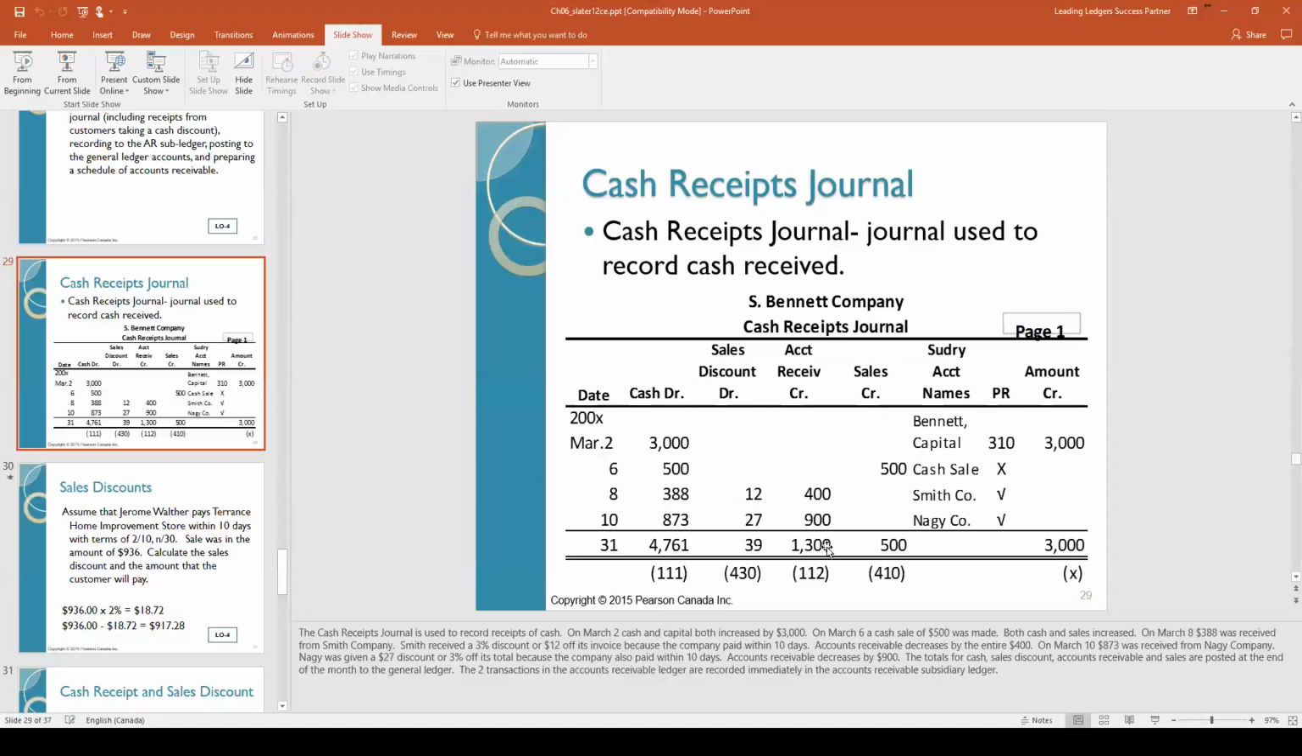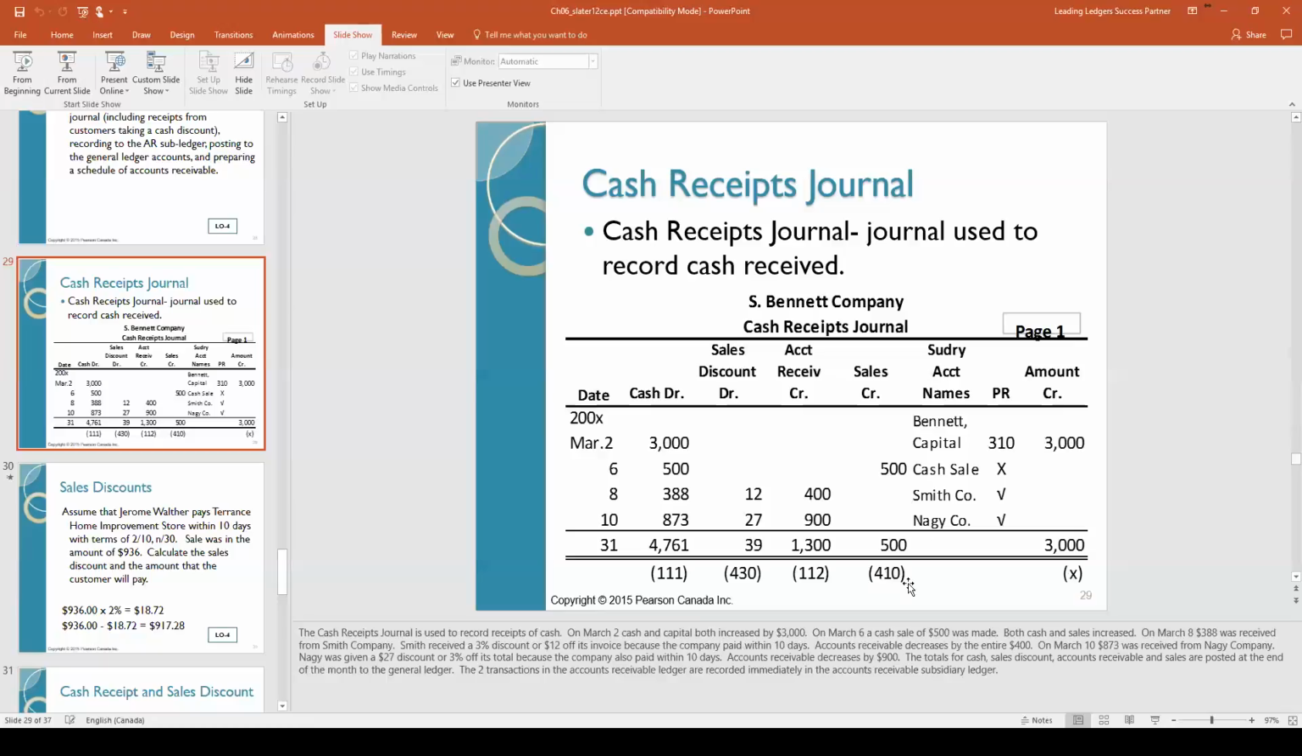I go to the accounts receivable. I go to the column, the credit side. I write the number $1,300 down. I say it's from CRJ1 in the posting reference. Then I go back to the cash receipts journal, and at the bottom of the column, I write 112 for the account number. Then I do the sales. I go to the sales journal. Under the credit side, I say there's a $500 credit. I say it came in the posting reference from CRJ1. Then I go back to the cash receipts journal. At the bottom of that column, I write down 410 to say that's where it went.